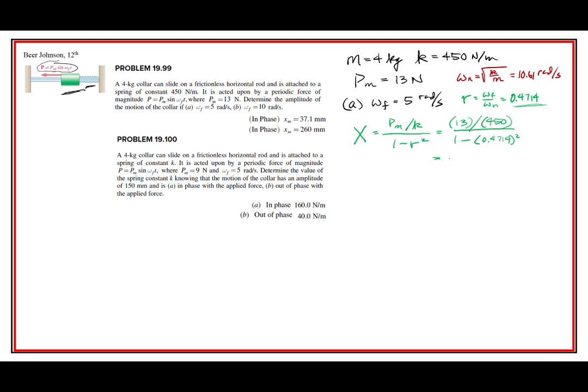And so let's see what we get for a value. I guess I'll just change to millimeters right away. 37.14 millimeters, and we're in phase. And that agrees with the back of the book. Then we go to B.